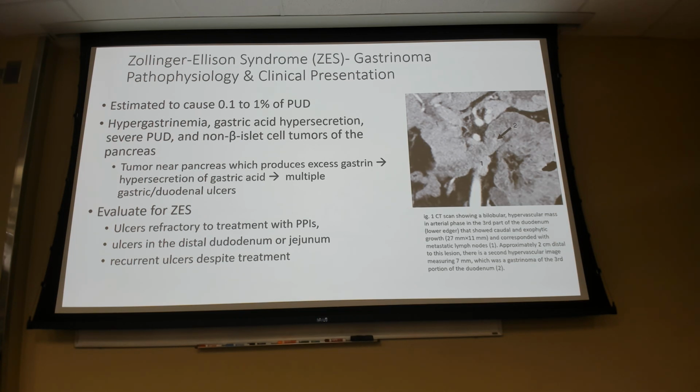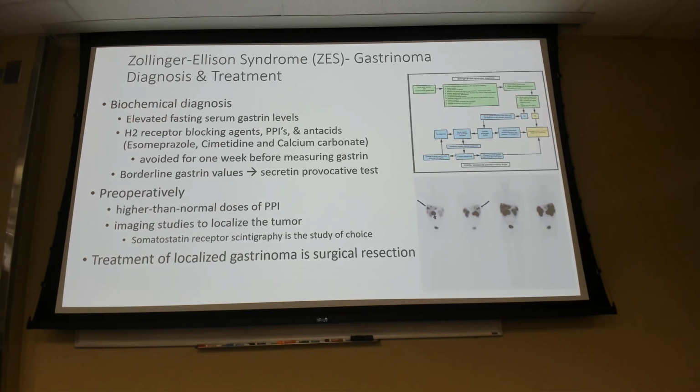So this is one that we consider if we've treated that patient, or if they've already gotten a biopsy of it and they're still having refractory ulcers or recurrent ulcers, then that's when you need to think about Zollinger-Ellison syndrome and draw these additional labs that we have on here, which we'll get into. So the first one is the elevated fasting serum gastrin level. And then we have our algorithm there.